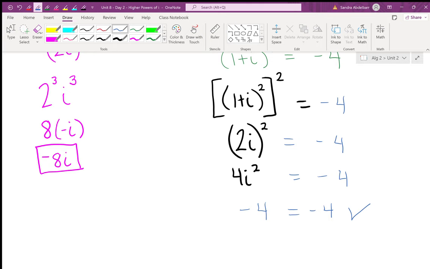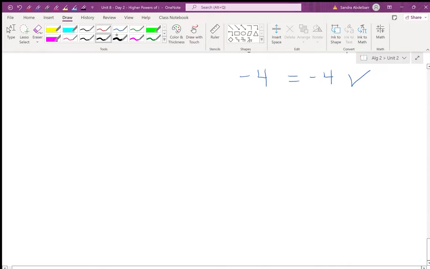All right. Next set of directions are to solve for x.